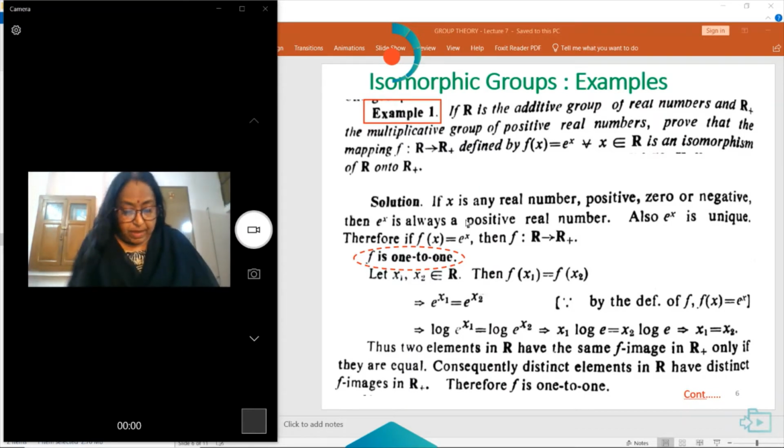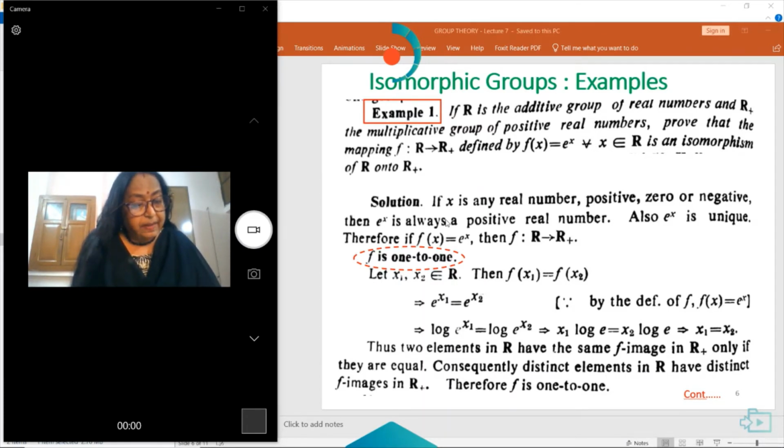Since x belongs to R, R is the group of real numbers. Real numbers contain positive, zero or negative elements. So f(x) belongs to R dash and f(x) is equal to e to the power x. E to the power x is also a member of R dash because e to the power x is always positive.